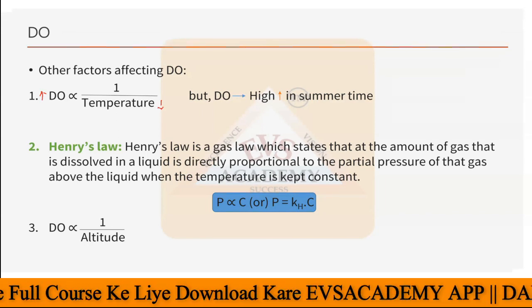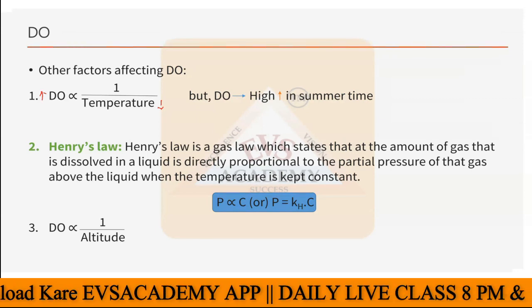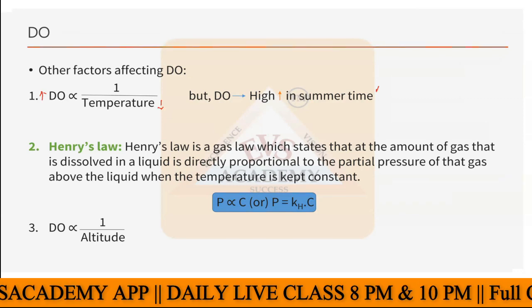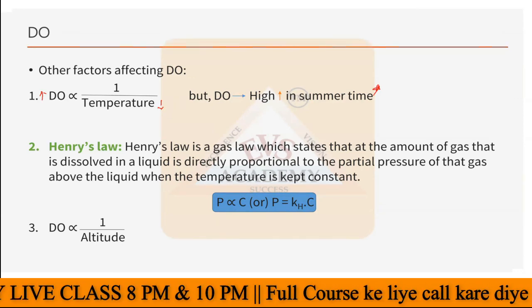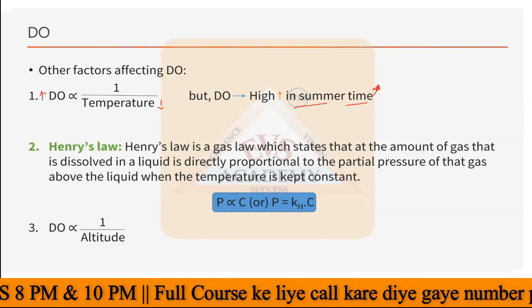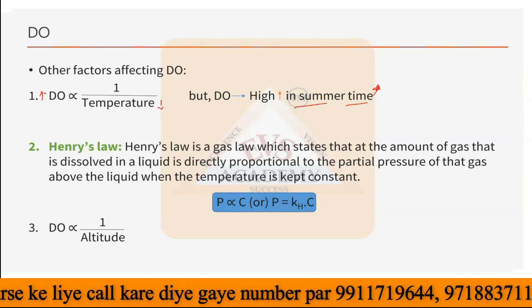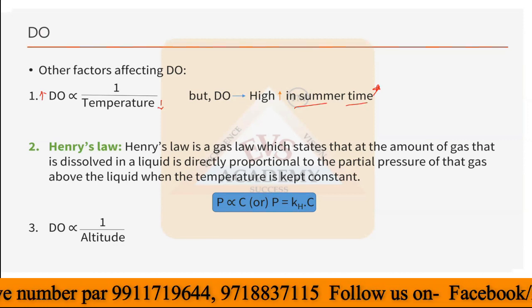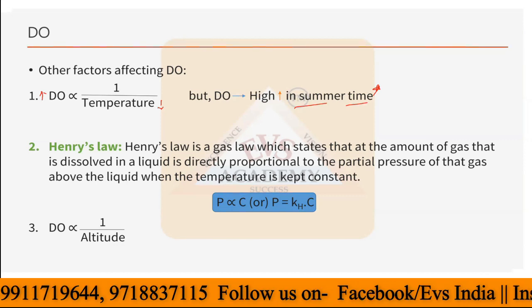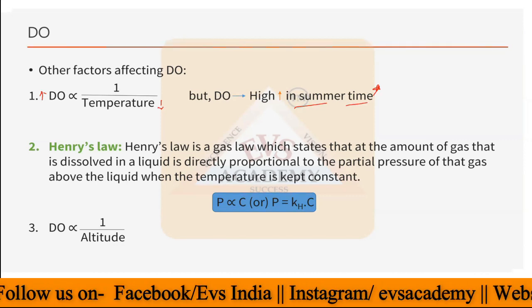But DO, dissolved oxygen, is high during the summer time. So this exception is important to you. Why? Because during summer time, a high amount of sunlight is available, and if a high amount of sunlight is available, larger would be the photosynthesis amount. If larger is the photosynthesis amount, then in that scenario, the DO will also go higher and higher. So this is the first and a very important factor which can affect dissolved oxygen.